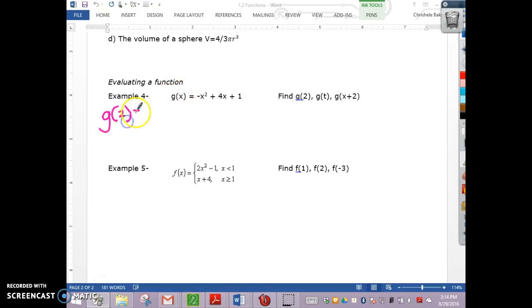G of 2 is -2 squared plus 4 times 2 plus 1. Now notice how that negative is not like this. It's not negative x squared. It's negative x squared. So first I'm going to square, then I'm going to make it negative. So -4 plus 8 plus 1. That's going to give me 5.